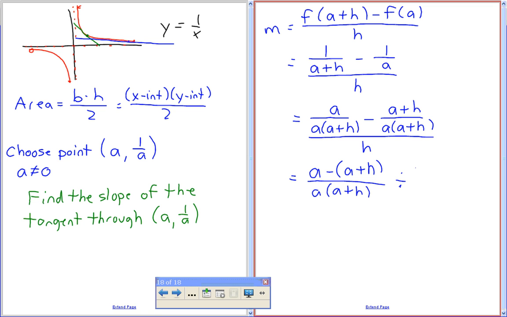And I'm going to cheat. I'm going to call that divided by h like that. So Reed said it was equal to h, it's not, so that should actually be negative h, right? So this turns into negative h all over a times a plus h.